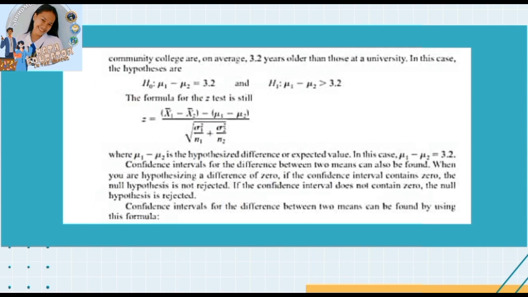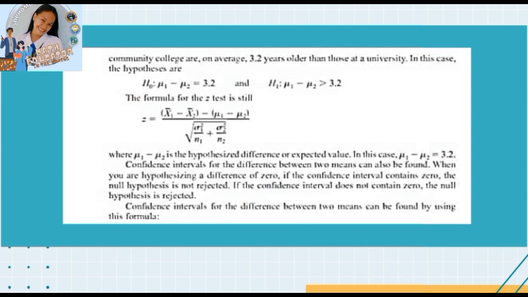The formula for the z-test is still the formula that we used in the previous slides, but this time, mu sub 1 minus mu sub 2 is the hypothesized difference or expected value. In this case, mu sub 1 minus mu sub 2 equals 3.2. Confidence intervals for the difference between two means can also be found. When you are hypothesizing a difference of 0, if the confidence interval contains 0, the null hypothesis is not rejected. If the confidence interval does not contain 0, the null hypothesis is rejected.